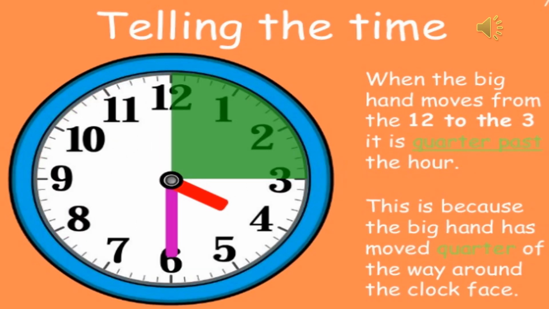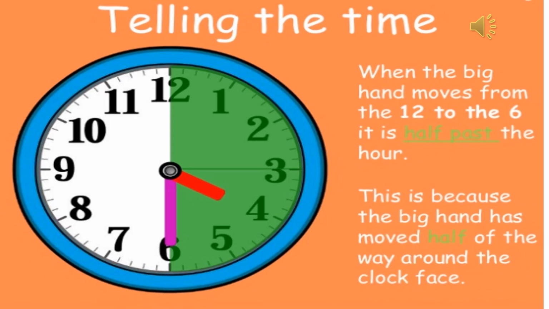On this slide we can see there is a green shaded part between number 12 and 3. Now, when the big hand moves from 12 to 3, it is quarter past the hour. This is because the big hand has moved a quarter of the way around the clock.